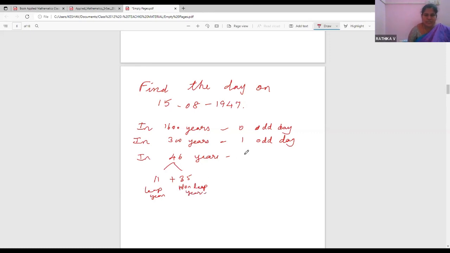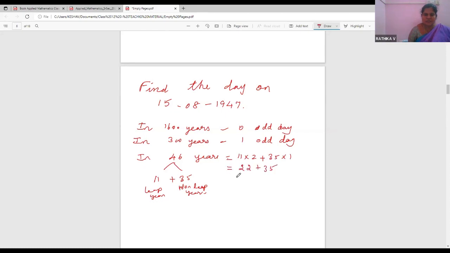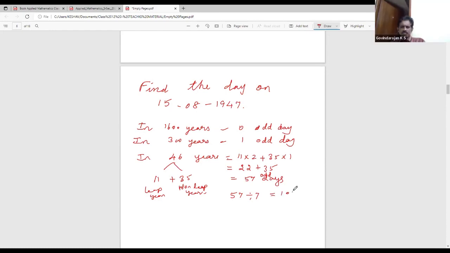So the calculation is 11 into 2 plus 35 into 1. So 22 plus 35, 57 odd days totally comes. And this we have to divide by 7. So 57 divided by 7, how many odd days here? 1 odd day. Correct.